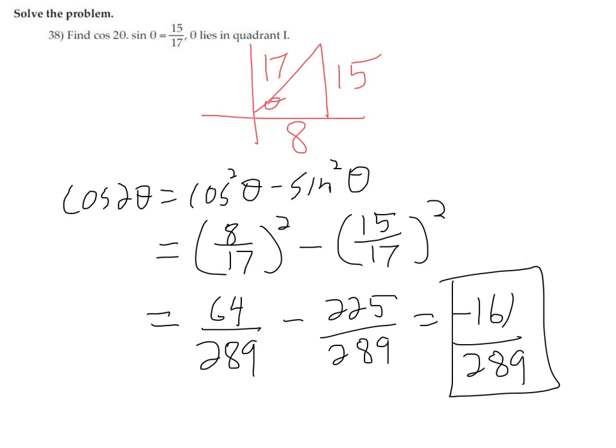Now this is a negative answer. Sine theta is 15/17. It's in quadrant 1, but it's almost in quadrant 2. It's like 80 something degrees. If you double that, it's 160. It's in quadrant 2. And that's where cosine is negative. So that all matches up nicely. Verify the answer. Everything's looking great. Okay, next question.